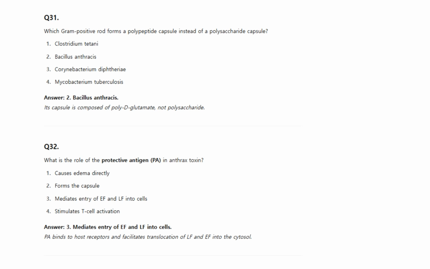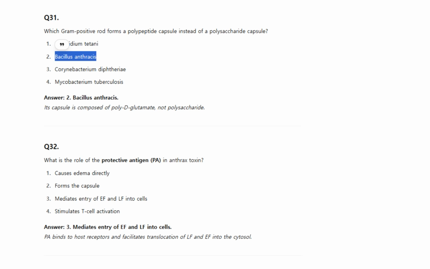Q31. Which gram-positive rod forms a polypeptide capsule instead of a polysaccharide capsule? 1. Clostridium tetani. 2. Bacillus anthracis. 3. Corynebacterium diphtheriae. 4. Mycobacterium tuberculosis. Answer 2. Bacillus anthracis. Its capsule is composed of poly-D-glutamate, not polysaccharide.